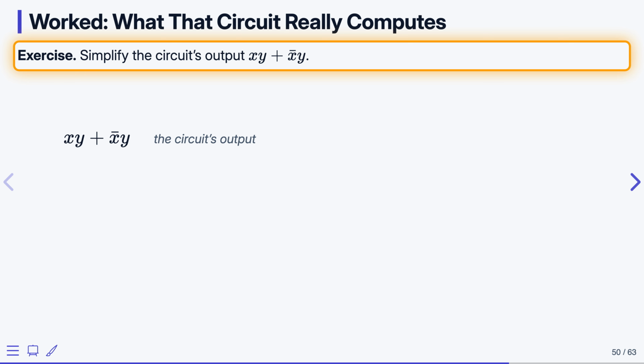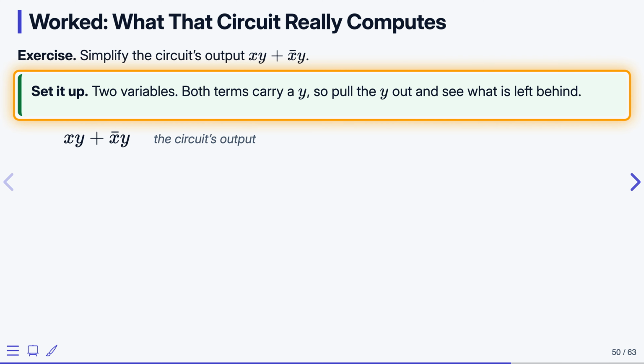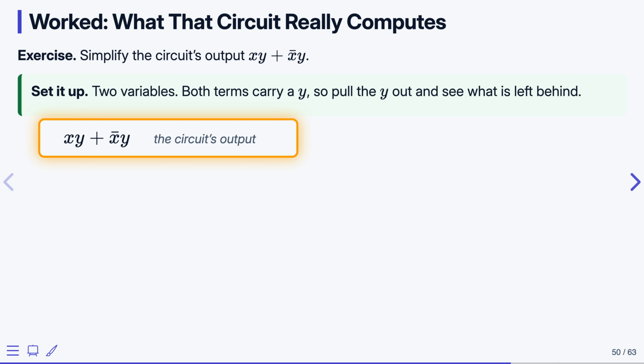That circuit had 4 gates. Let's check whether it really needs them. Set it up. There are 2 variables. Look at the 2 terms. Both of them carry a y, so we pull the y out and see what is left behind. Line 0 is the circuit's output, xy plus bar x y.